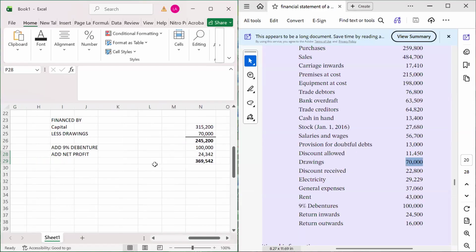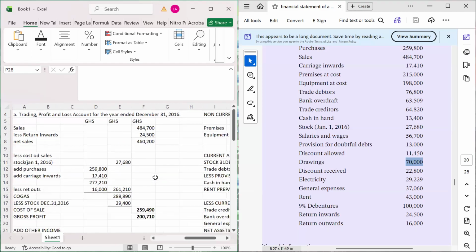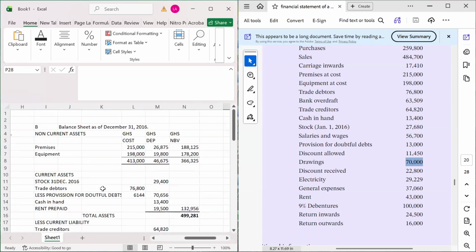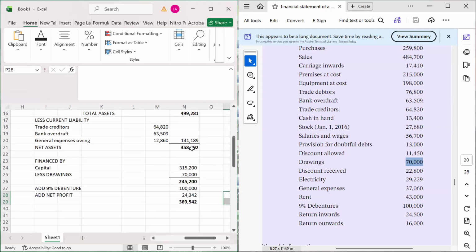Apart from that, what it means is that this is the end of what they were asking us to do. We did the profit and loss account, and then we did the balance sheet. That is all they are asking us to do. We finish, but it has no balance. It hasn't balanced. This net asset should be the same as this one, the finance by. And if it is not, then it means there is something wrong somewhere, and that should be looked for.